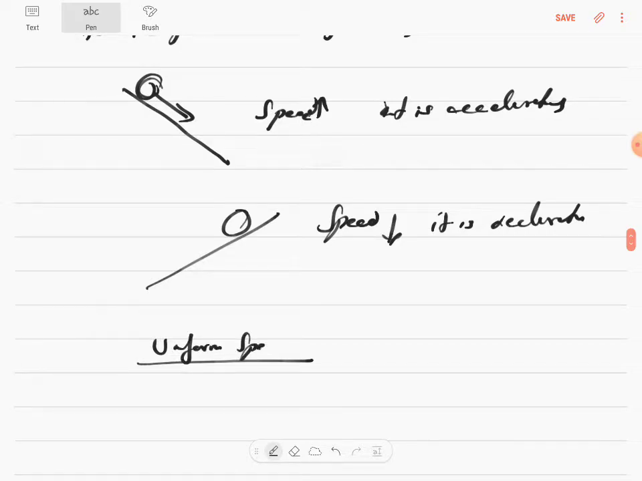So he's making his own guesses. If the speed increases and if the speed decreases, then he comes to a conclusion. When the body is going up, the speed is decreasing. When the body is coming down the inclined plane, the speed is increasing. So he understood that on a flat plane, it will go with a uniform speed. There will be no increase, no decrease.